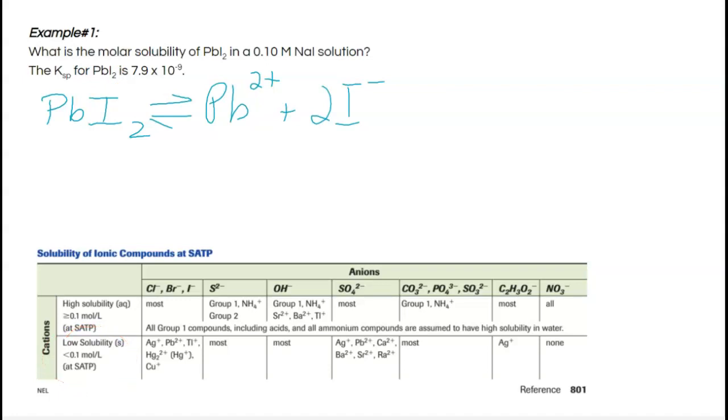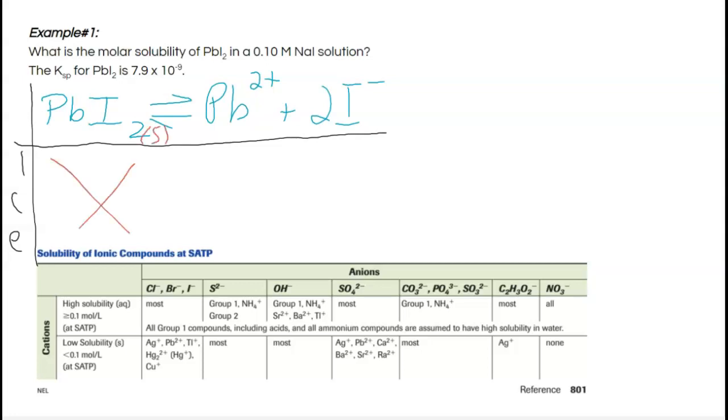Okay, so let's carry on with this. What we're going to do is create an ICE chart just as we have in previous questions, and I'm going to start to fill this in. So remember, PbI2 is a solid, so it's not going to have a change in concentration. And so we're just going to start to fill in the information that we know. So for instance, in this case, I have NaI as my common ion.